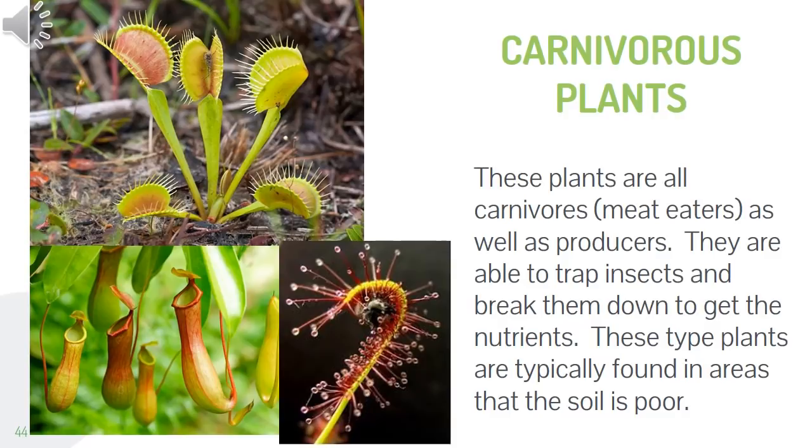And then over on the other side, we have a sundew, which is also able to trap insects by curling around them. So all of these plants, they're still producers, but they're also carnivores because they're actually able to get nutrients from other living organisms.